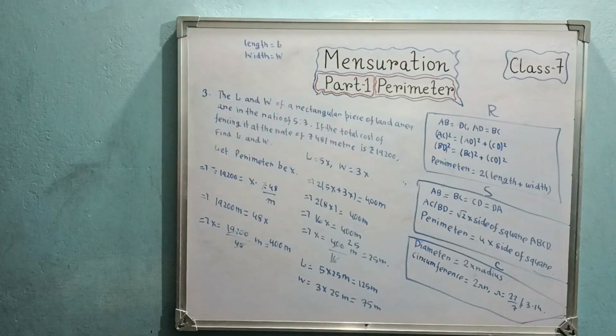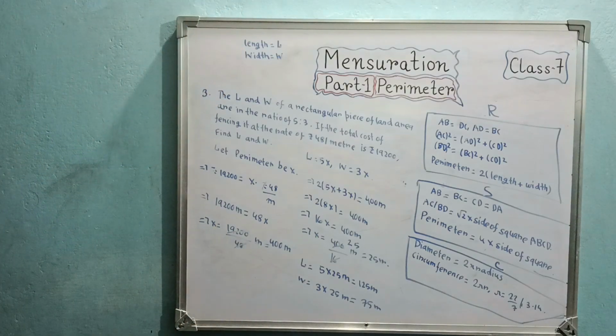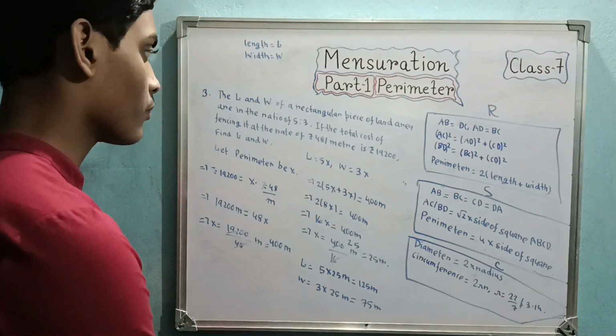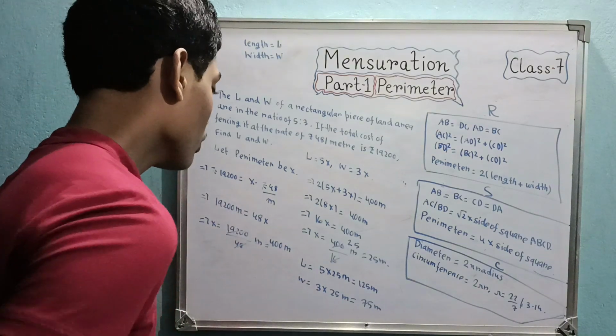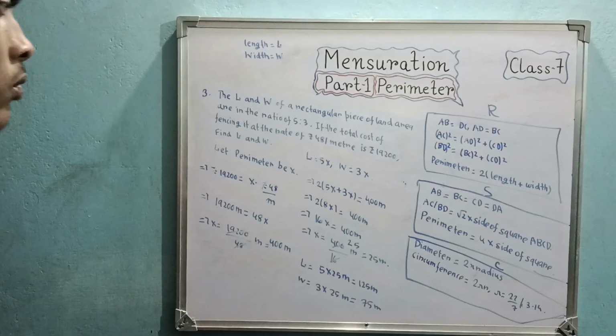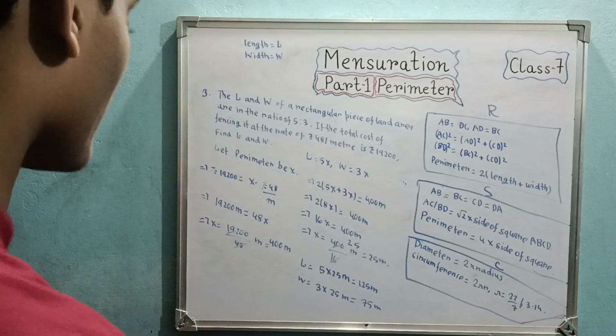Now let's do some back calculation. 2 into length plus width here will be 2 into 125 meter plus 75 meter. So 2 into 200 meter equal to 400 meter, which is the perimeter. Now the rate of cost of fencing is 40 per meter. So 48 into 400 is 19200, which is the cost of fencing. Absolutely correct. Back calculation is okay.